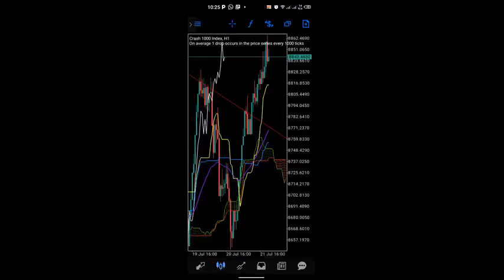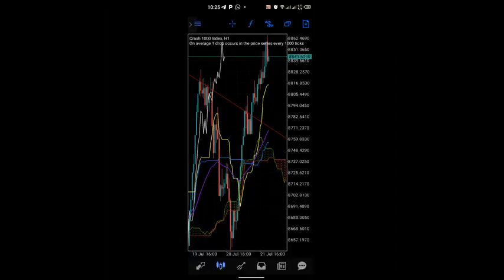When you look at it, the Kijun and the Tenkan mostly go hand in hand. When I say they go hand in hand, it means they have something in common. Is the Tenkan the yellow one or the blue one? Tenkan is yellow. Kijun is blue. Sorry, vice versa. Tenkan is yellow. Kijun is blue.